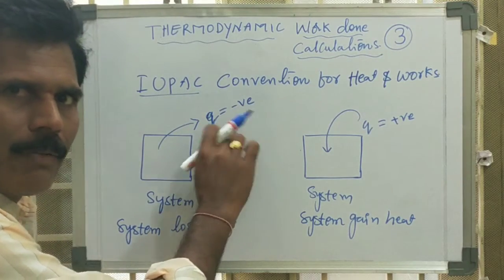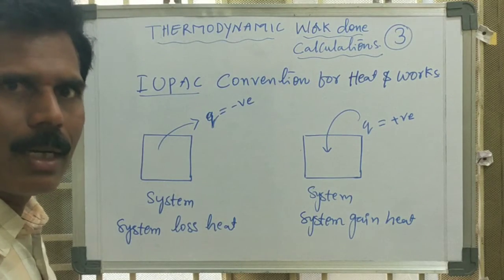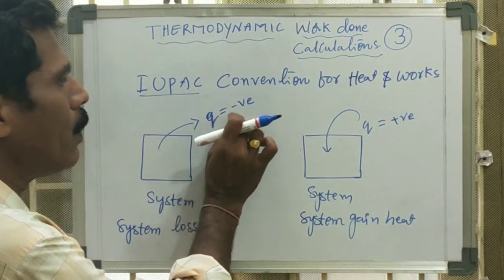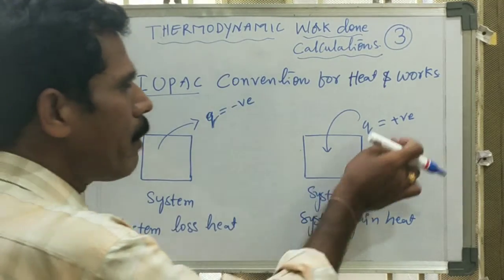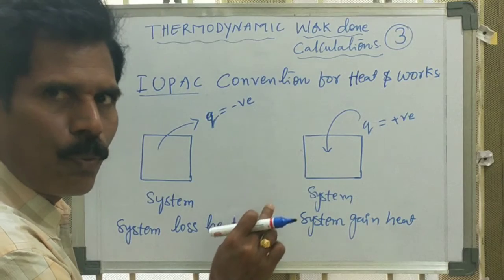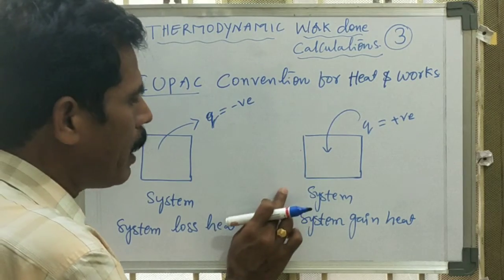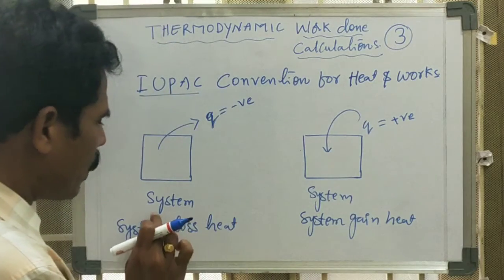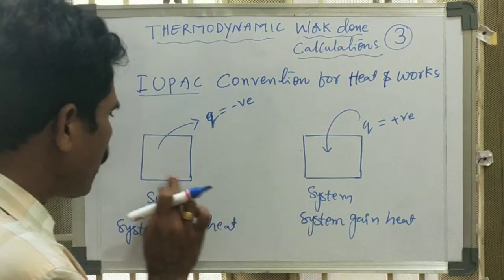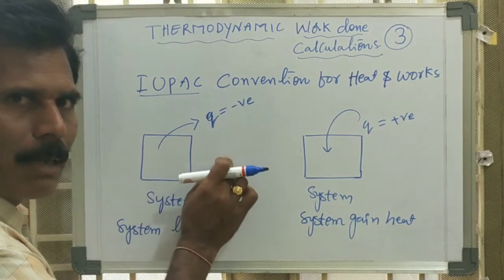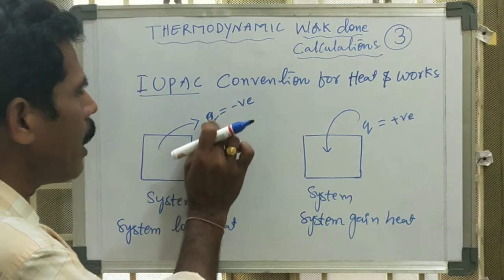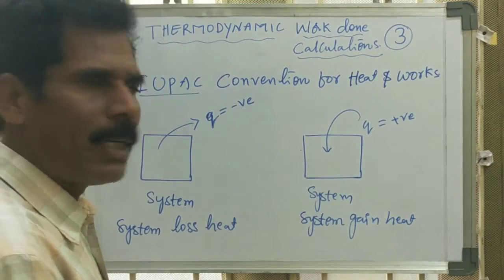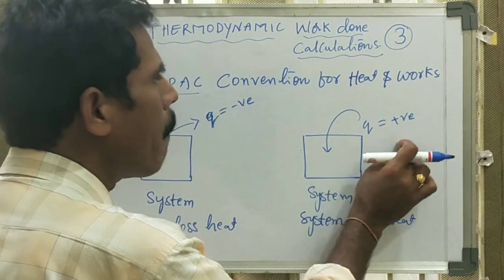So for the system which loses heat or temperature, the Q is negative. If the system loses heat or energy, definitely Q is negative. If the system gains heat or temperature, then Q is positive. The system which loses heat has Q negative; if the system gains heat, Q is positive.